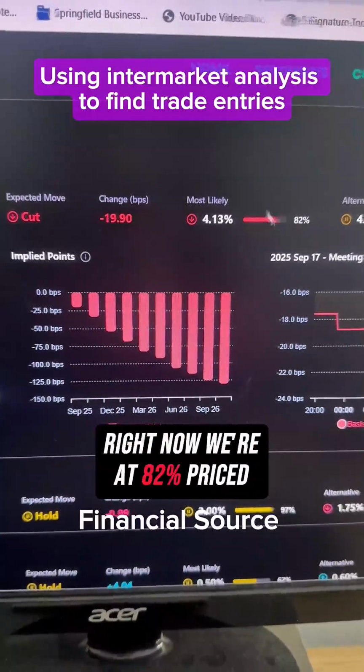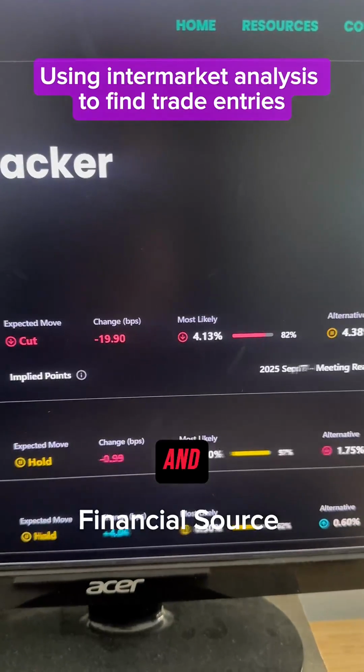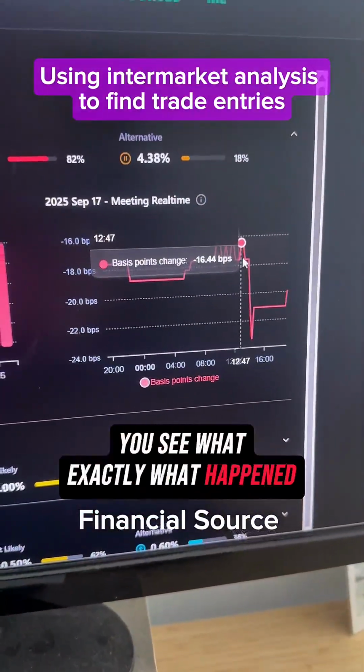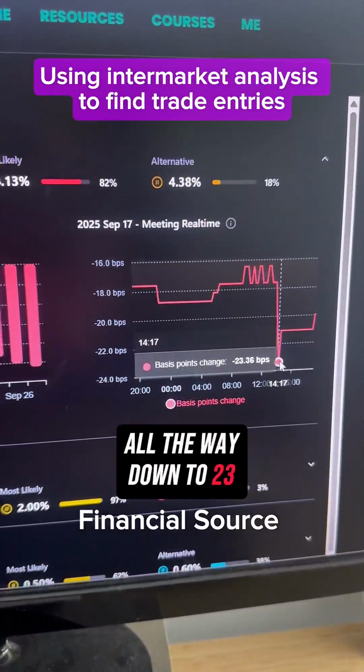So the market started to price in more cuts. So right now we're at 82% priced in. Should we refresh this and see? 82%. You see the real-time tracker. You see exactly what happened. We went from 16 basis points priced all the way down to 23 at the low, right?